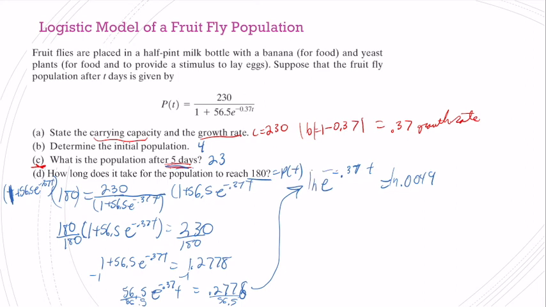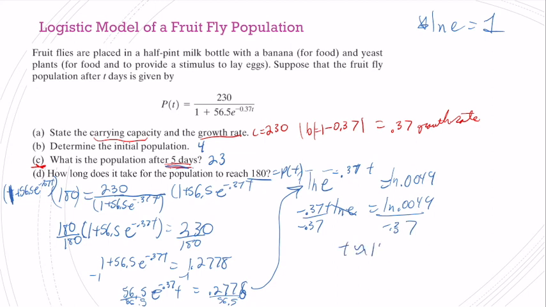That means I can move this exponent to the front. So I have negative 0.37t natural log of e equals the natural log of 0.0049. That natural log of e goes away, right? Because the natural log of e, I'm going to remind you this a million times, is 1. We can divide both sides by negative 0.37. And I get that t is about 14.4 days. So it would take about 14.4 days in order for our population to be 180.